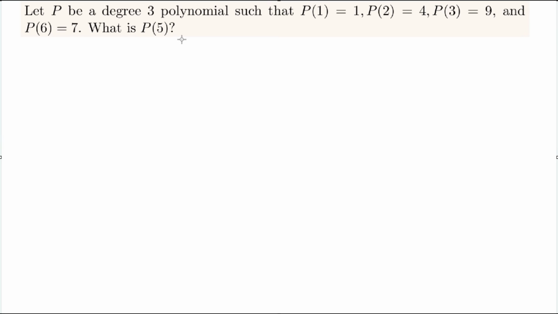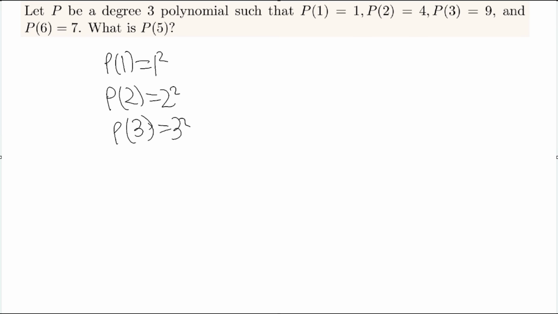Now, the first thing that strikes us is that 1, 4, and 9 are the first 3 perfect squares. So in particular, we know that p(1) is equal to 1 squared, p(2) is equal to 2 squared, p(3) is equal to 3 squared. And we have this value of p(6) over here that we want to somehow use later.